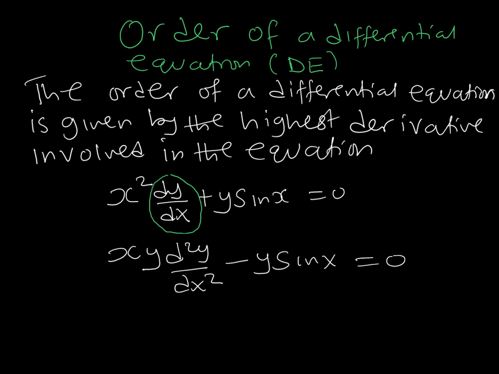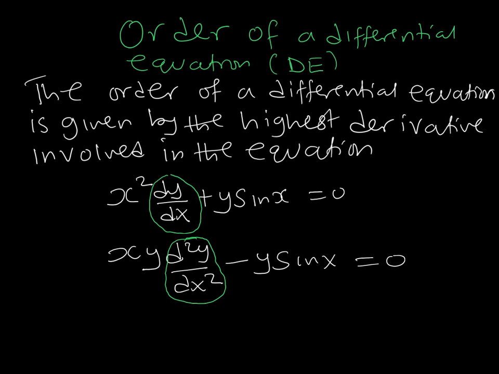Now let's look at the second equation, which is xy d2y by dx squared minus y sine x is equal to 0. Here you see the highest derivative appearing in this equation is d2y by dx squared. So this equation is a second order differential equation because the highest derivative appearing is a second derivative. Okay, let me hope this point of order of a differential equation is understood. It is determined by the highest derivative appearing in the equation. So you can always tell the order of a differential equation by looking at the equation and trying to identify the highest derivative which appears in that equation.